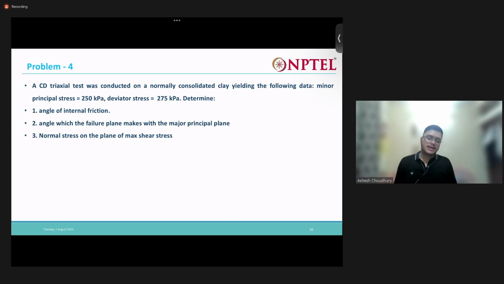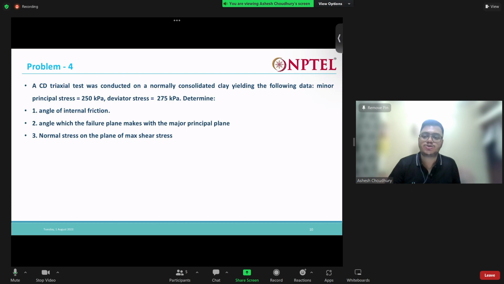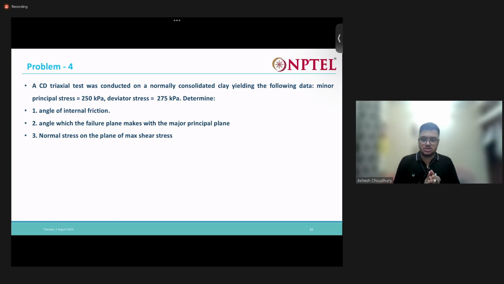It's a different plane at which the shear stress is actually maximum. Here we are asked to find out the normal stress on the plane of maximum shear stress, and also the angle which the failure plane makes with the principal plane. Okay, that's fine. So let us try to solve this.